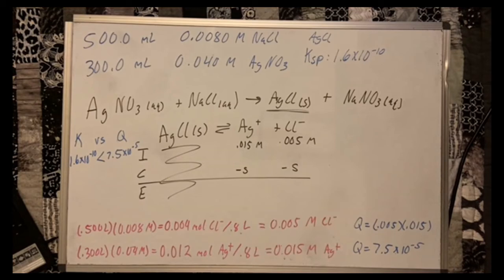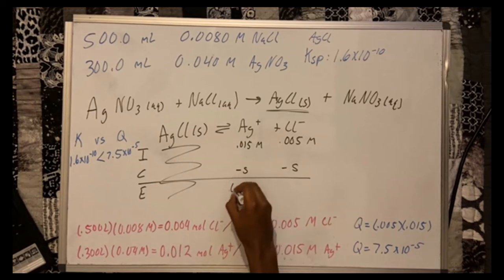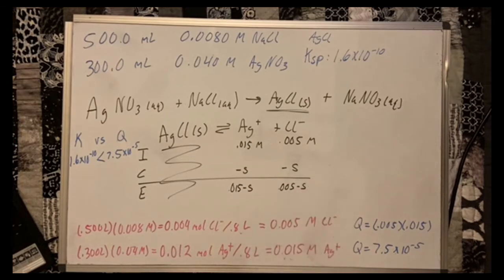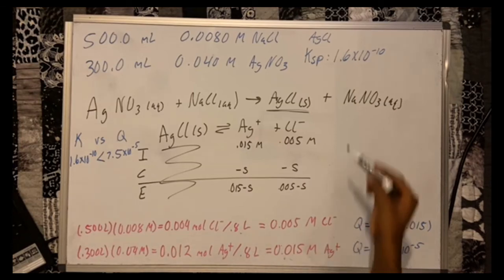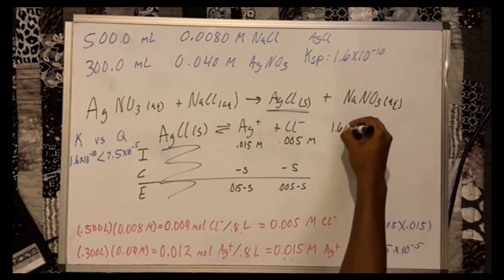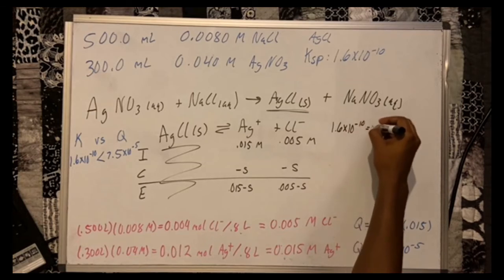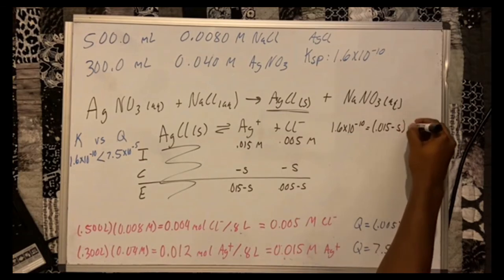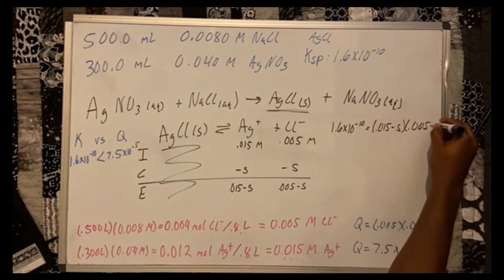Okay, so 0.015 minus S, 0.005 minus S. Going to set that equal to my K. So my 1.6 times 10 to the negative 10 equals 0.015 minus S times 0.005 minus S.